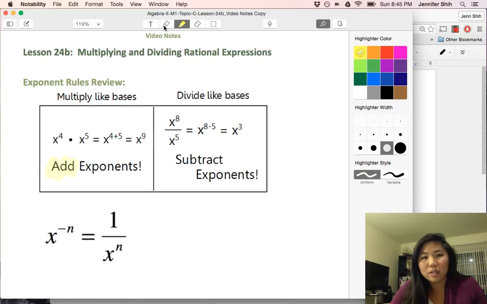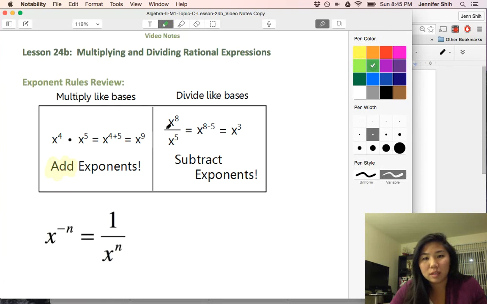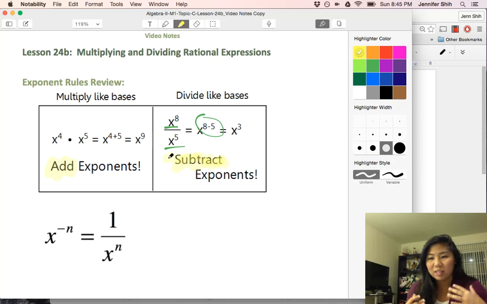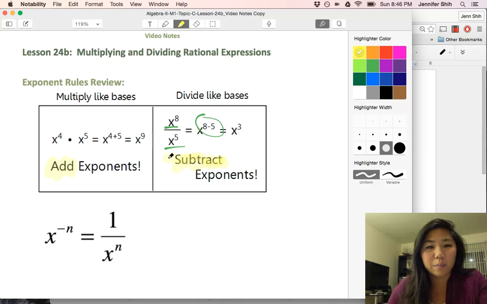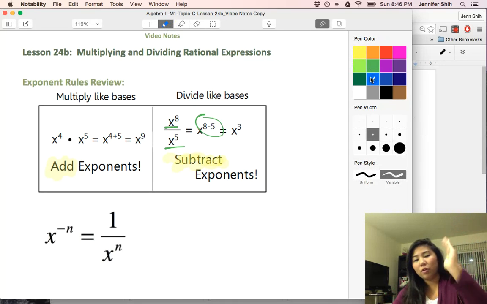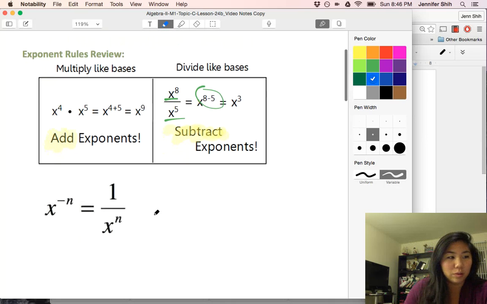If you notice, like base, and you subtract the exponents. So you need to subtract exponents. Make sure this is in your notes. We're going to be using it, and it's going to be a prerequisite skill that you bring into the classroom ready to use. Okay, now that you have written down your exponent rules, let's do a couple examples just to review.